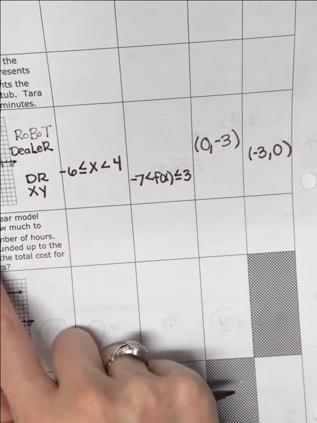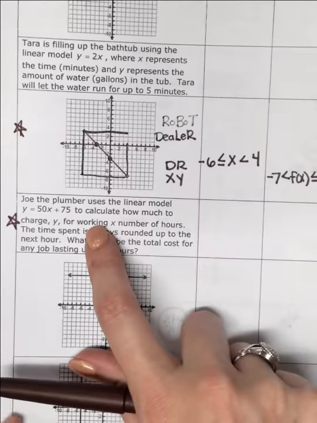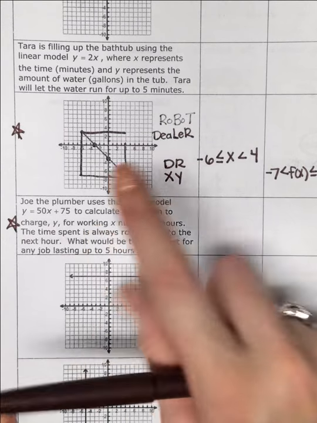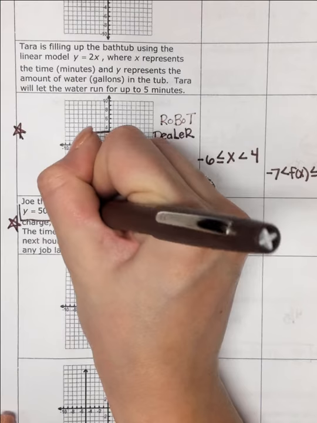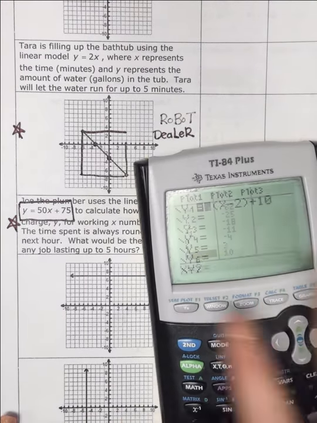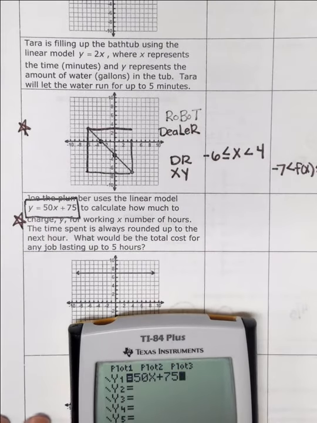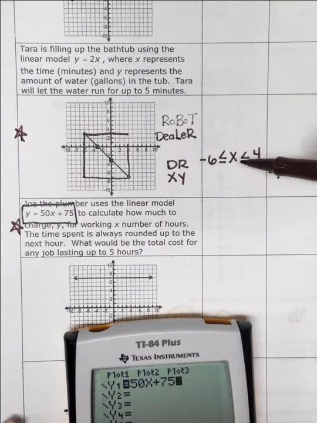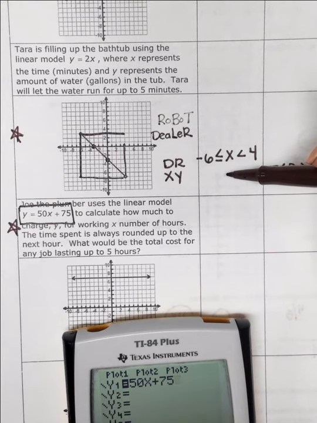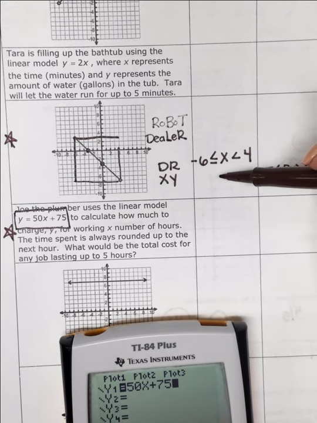All right, this one right here. Joe the plumber uses the linear model y equals 50x plus 75. Hold up. What did they just give us? An equation. So I'm going to go on my calculator. I'm going to take the 2 seconds it takes to type it in. 50x plus 75. And then I'll keep reading, okay? To calculate how much to charge y for working x number of hours. The time spent is always rounded up to the next hour. What would be the total cost for any job lasting up to 5 hours?